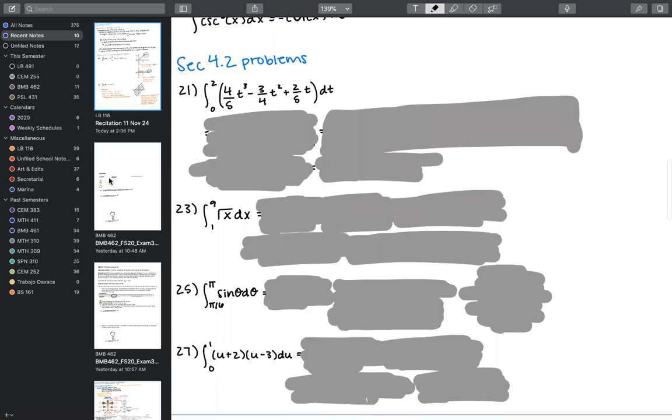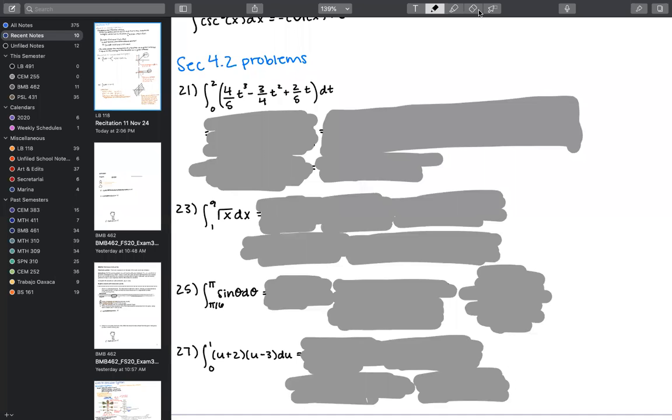The first one that we're going to do, and I hope we can recognize that this is going to be a reverse power rule problem. We've got some variables that are raised to powers, and then we've got constants out front that we're going to learn how to deal with today.